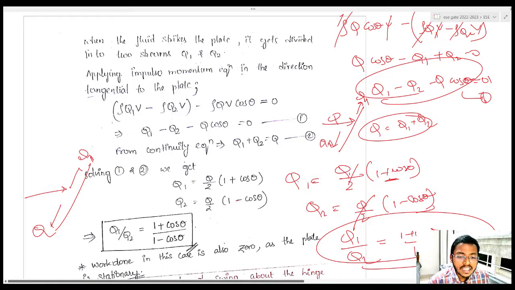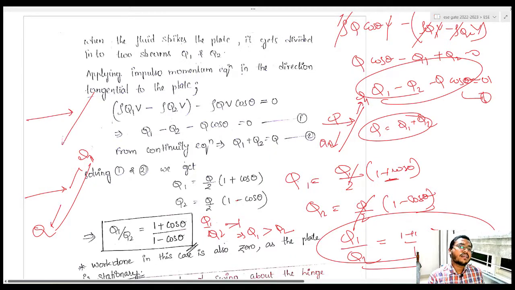Use your common sense. This value will be more than 1 or less than 1? It should be more than 1, because what does this mean? Q1 by Q2 greater than 1 का मतलब क्या है? That means your Q1 value is greater than Q2. Common sense की बात है. That's what I have said, right?